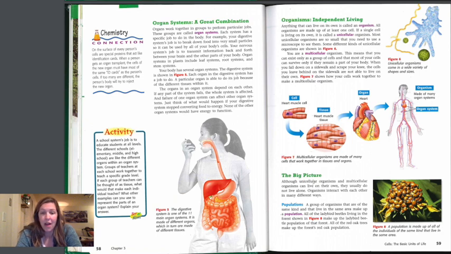Populations. A group of organisms that are of the same kind and live in the same area make up a population. All the ladybird beetles living in the forest shown in figure 8 make up the ladybird beetle population of that forest. All of the red oak trees make up the forest red oak population.